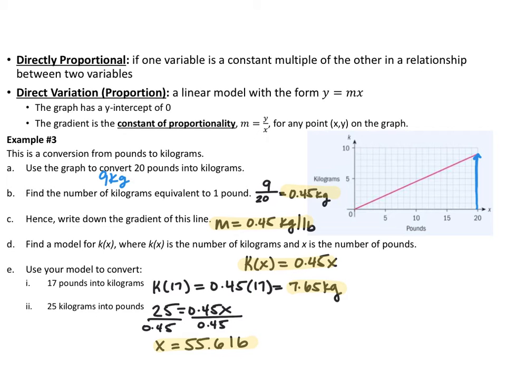So then for part C(i), you plug in 17 for x, and you end up with 17 pounds is 7.65 kilograms. And for C(ii), we want 25 kilograms, so we're going to plug that in for k(x) and solve for x. So divide both sides by 0.45, and 25 kilograms is a little over 55.5 pounds. So whenever you have something that's a direct variation, you just divide the y-coordinate by the x-coordinate because your y-intercept is always 0.